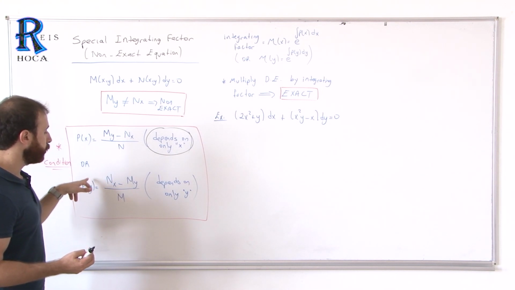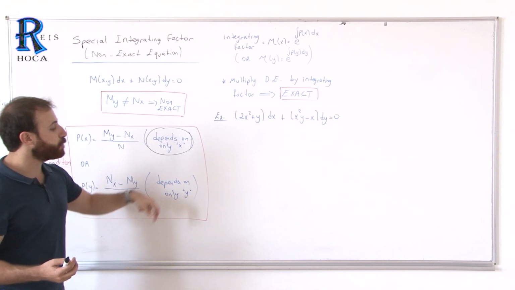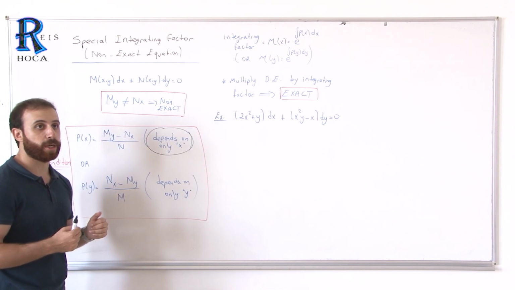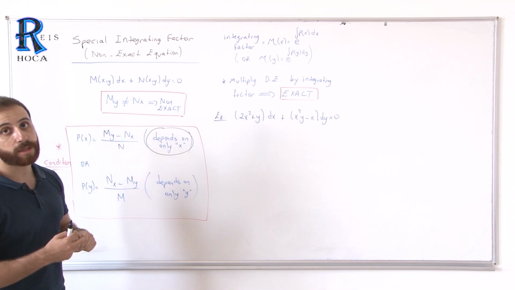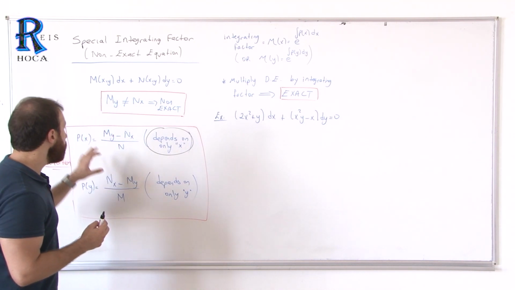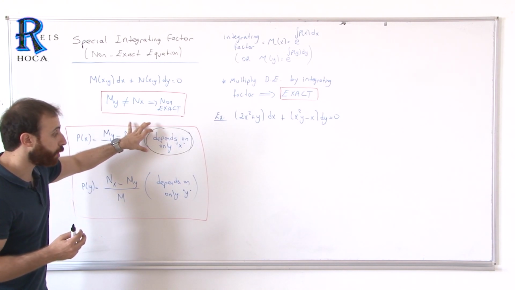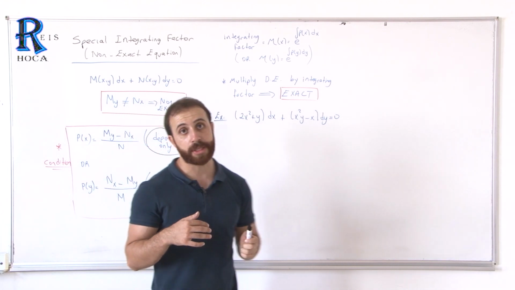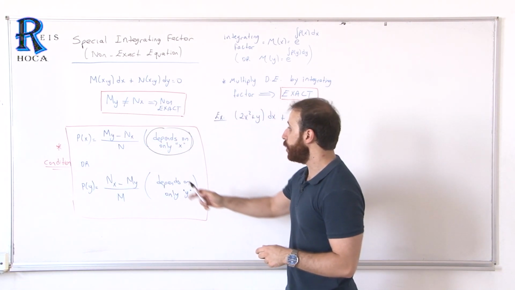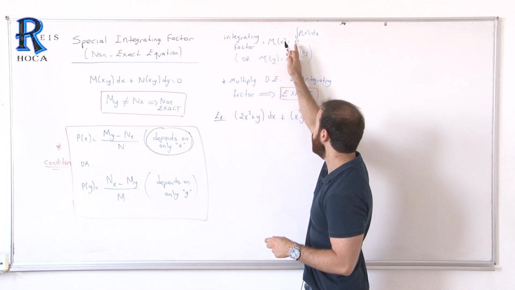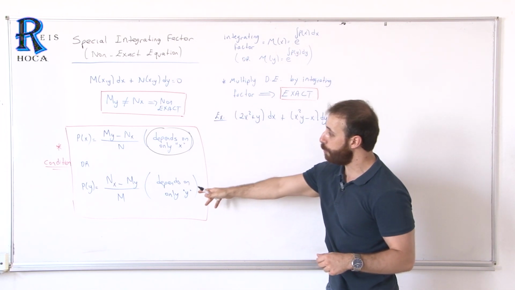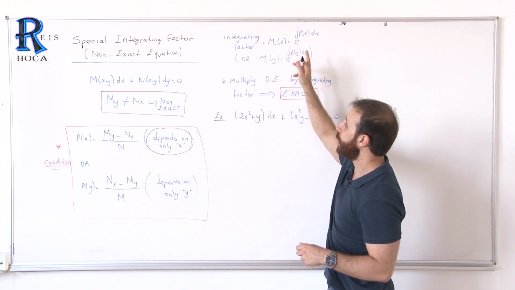If that function py depends on only y, we will say yes, we can use the special integration factor, and we will find the integration factor as well. Px, if it is not working, try py. If one of them is working, we can use the special integration factor. If we have px, the integration factor is exponential integral px dx. If py, exponential integral py dy.